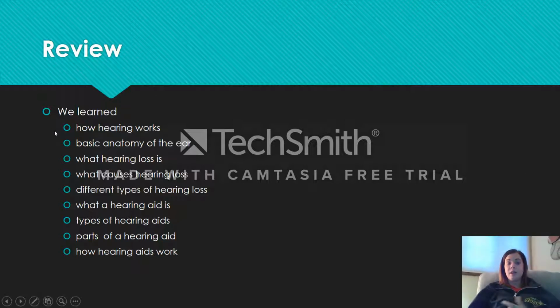So we learned how normal hearing works. We went over some anatomy of the ear to see the different parts and what those are linked to, types of hearing losses. We then went into hearing aids: just the basics, what kinds of hearing aids are out there, what the parts are, what they do, and how they impact someone who's hard of hearing or has a hearing loss completely.